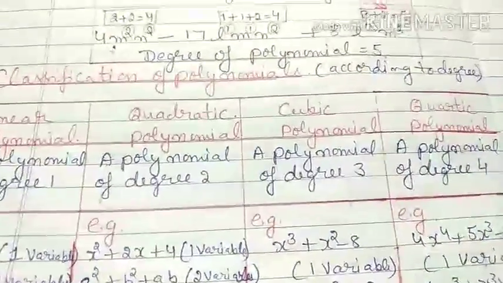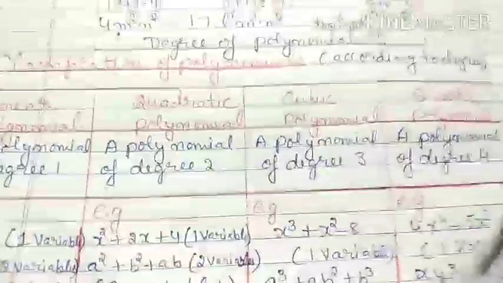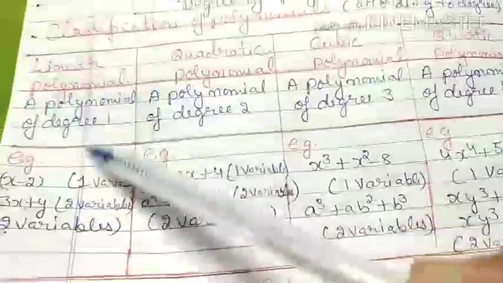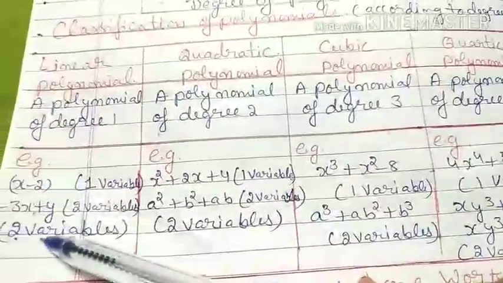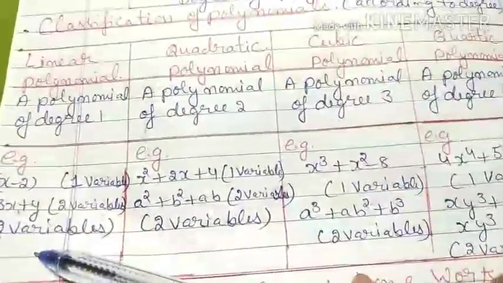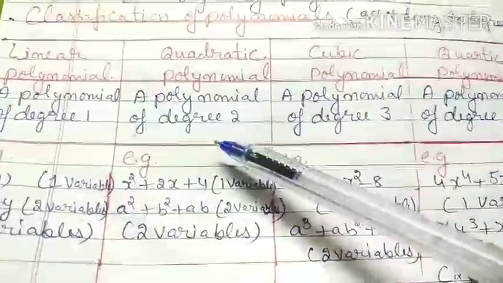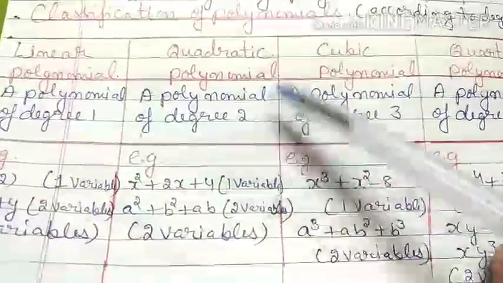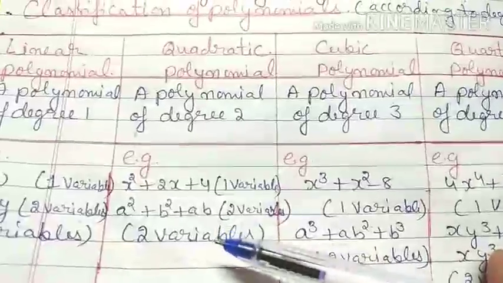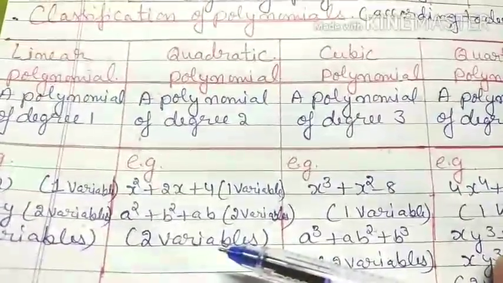Next, my last topic is classification of polynomials. According to degree, we can classify polynomials in different forms. First, linear polynomials: degree 1, one variable or two variables. Degree 1 means the variable has highest power 1. A quadratic polynomial is of degree 2, that means the highest power is 2. A cubic polynomial means a polynomial of degree 3.